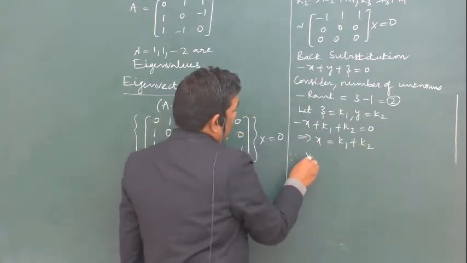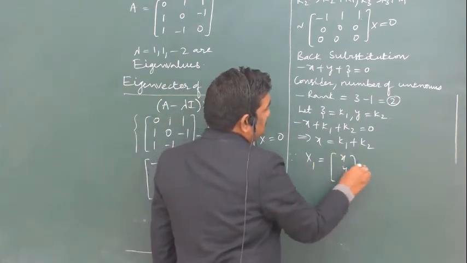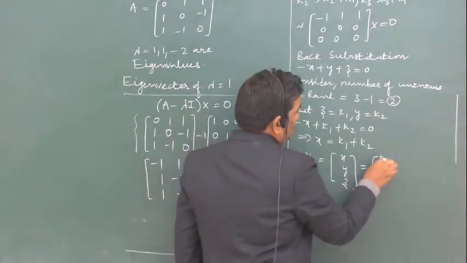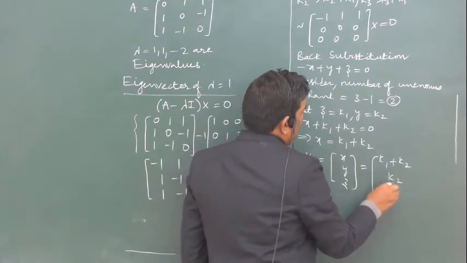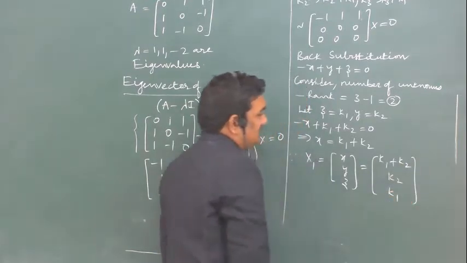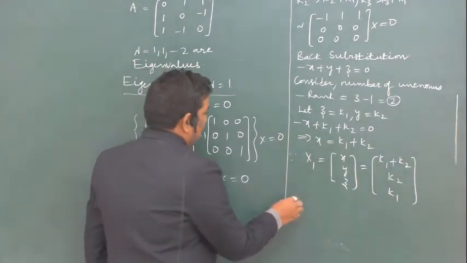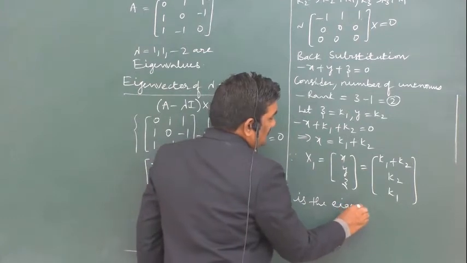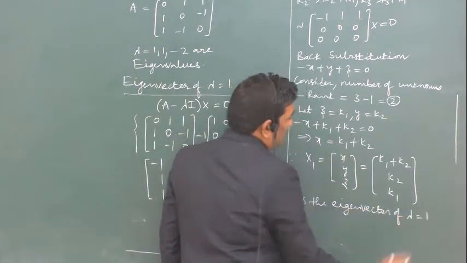So the eigenvector X is (x, y, z) equals (k1 plus k2, k2, k1), where k1 and k2 both cannot be 0. This is the eigenvector for lambda equals 1.